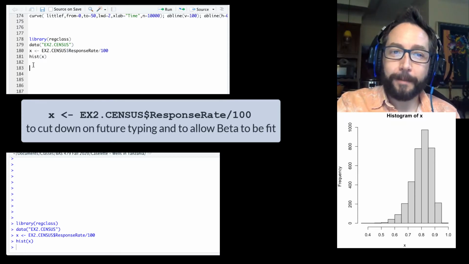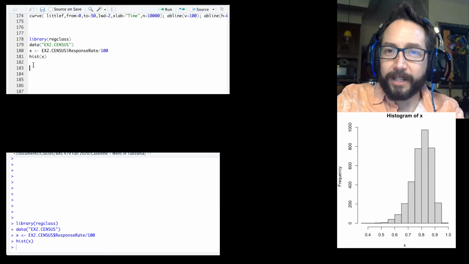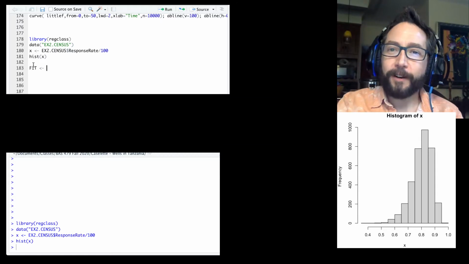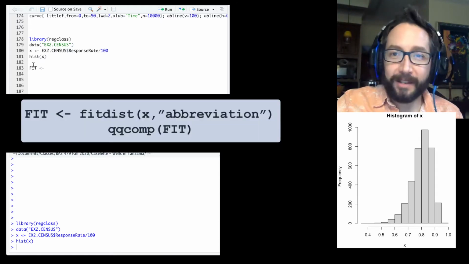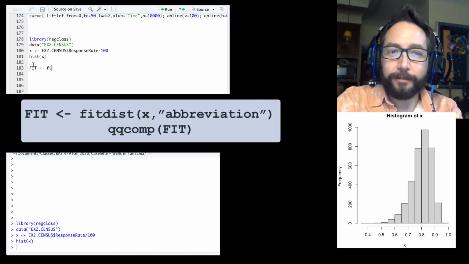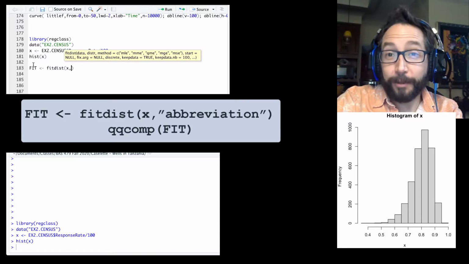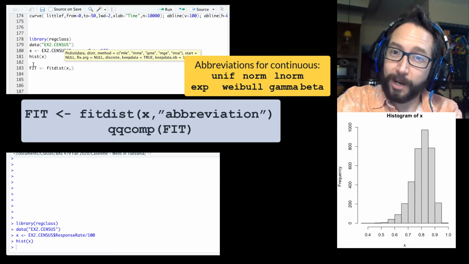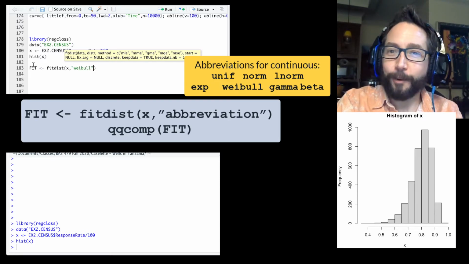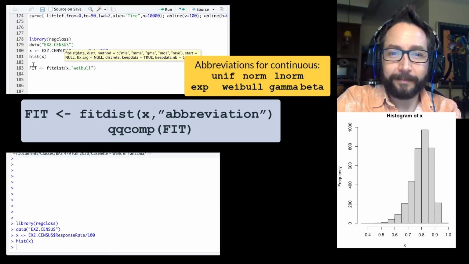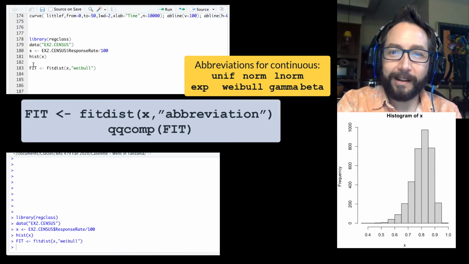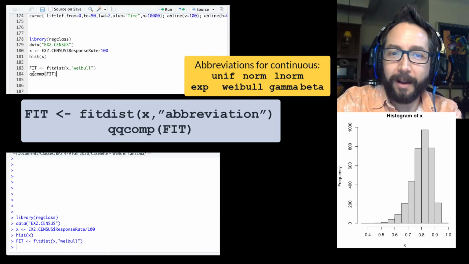Let's try it out. Just like we did for discrete world, we're going to left arrow into some object that we get to name. I'm just going to call it fit, the result of running fitdist. The first argument is always just the data vector, x in this case. The second argument is going to be the abbreviation of the distribution that you want to be fitting it to. The abbreviation for Gumbel is just gumbel. And then we run it. All right, we've got that fit. We're going to run qqcomp on fit.